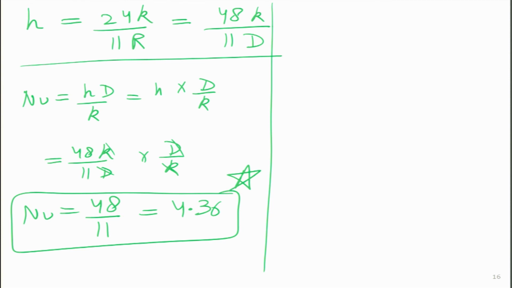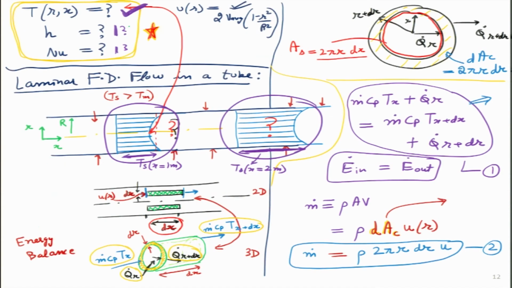So, for all this derivation, the final answer turns out to be just a number, 4.36. And if we go back just two or three slides, we have solved this question mark also, and this question mark also.